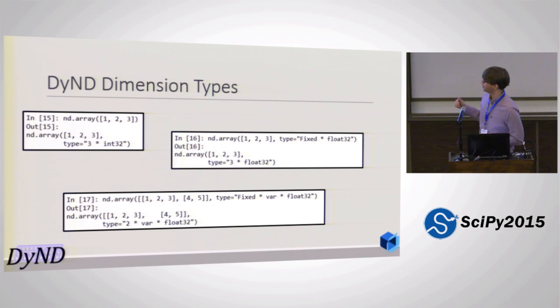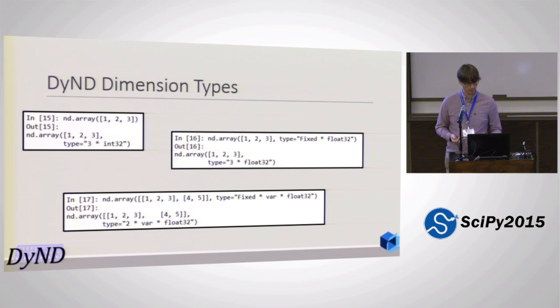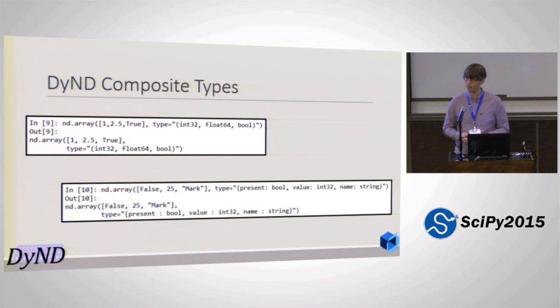So dimensions are not a separate thing in shape. They go right in the type system. So you can think of two instances of a variable dimension of a float type as a kind of thing you can express. Then you can compose types.